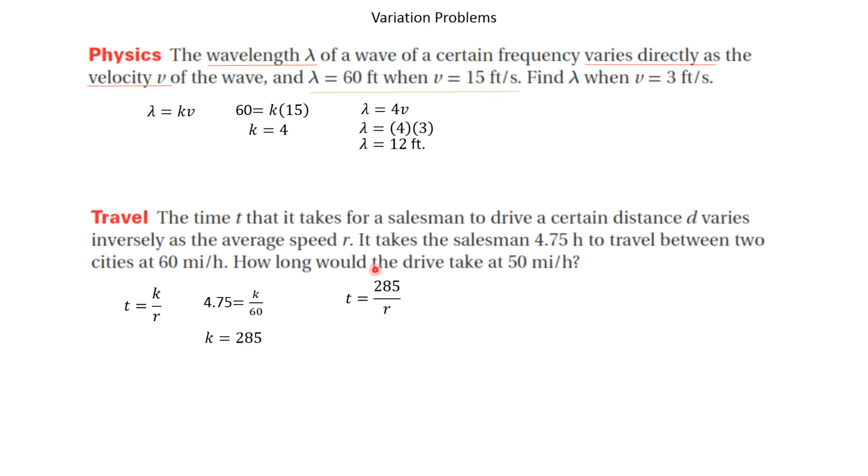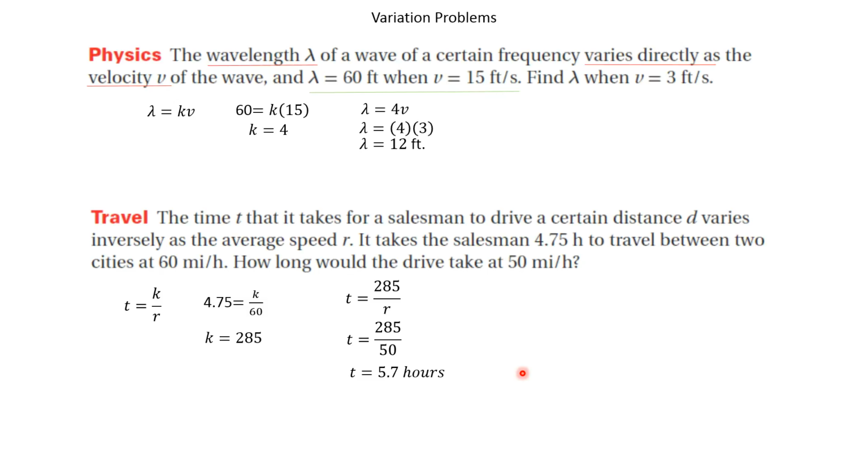Plug k back into the equation. Time equals 285 over r. And then again, here it could give us t or r, and we can find the other one. Here it gives us r, 50, and we just have to divide. 285 divided by 50 is 5.7 hours. And so we can solve any of the problems like that.